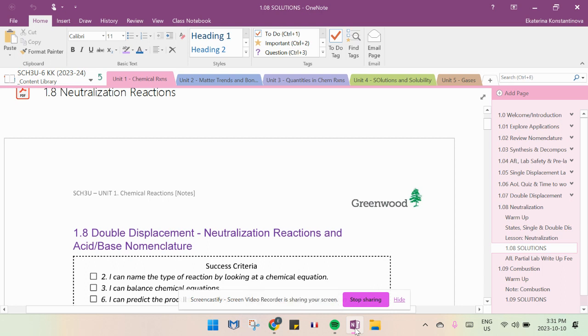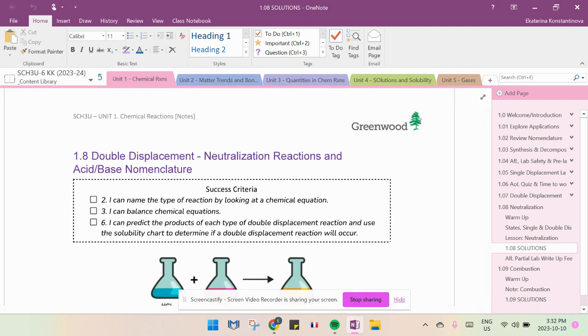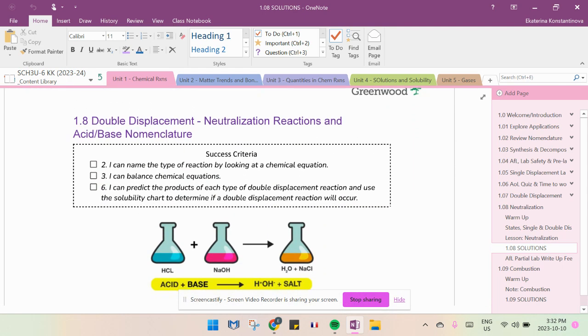Everyone, this is the lesson on double displacement. Specifically, we are looking at neutralization reactions and acid-base nomenclature.